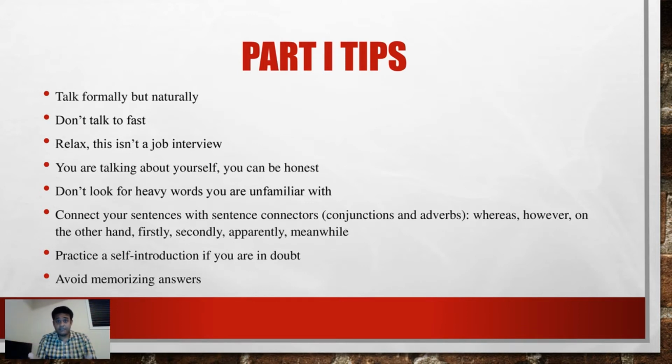Sentences, if you want to achieve fluency, need to be connected. How do you do that? You use something called sentence connectors. They can be conjunctions or adverbs. This makes your sentence more fluent, and it bridges two sentences together. It bridges that gap between two sentences. It is almost like building a bridge between two cliffs. So that's what sentence connectors do.